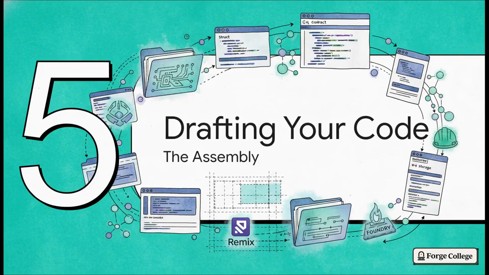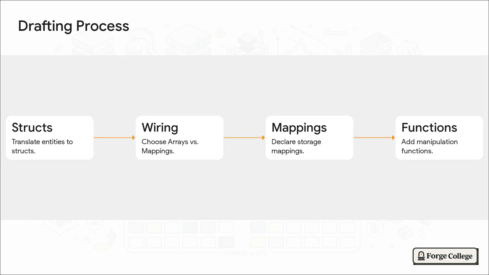Moving on to Section 5, Drafting Your Code, the Assembly. All right, it's time to open up your project folders, whether you're using Remix, Hardhat, or Foundry, because we are starting the hands-on assembly right now. Here is your clear-cut drafting process. Step 1. Translate your conceptual entities into top-level structs, and make sure to extract any of those repeating patterns.